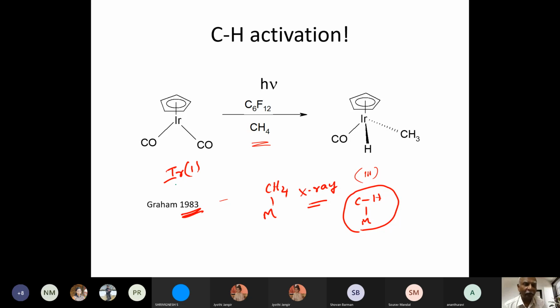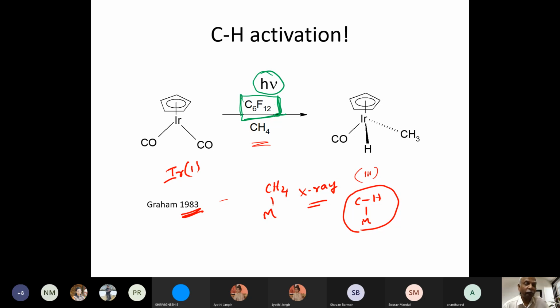I will give you some examples towards the end of the class for methane activation, what has been done. But as early as 1983, methane activation was known, but these were esoteric reactions. A, it was carried out under photochemical conditions. B, it was done in perfluorinated solvent. Because if even your solvent becomes reactive, then you're not going to get a simple product. You will get a mixture of products.